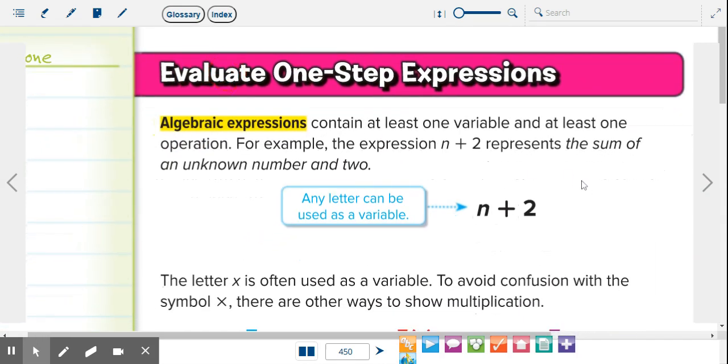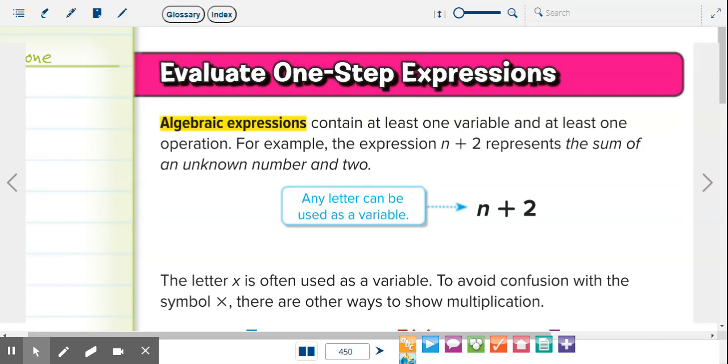All right, so evaluating one-step expressions. A one-step expression is basically just one operation. Does anybody know what the operations are? When I say operations, what am I talking about, Isabella? You're close. You had one in there. They're involved in equations. When I talk about operations, what are we talking about? That's part of the format, yeah.